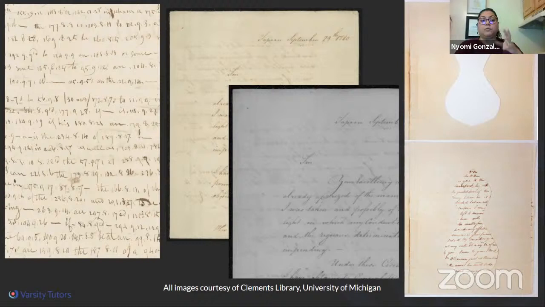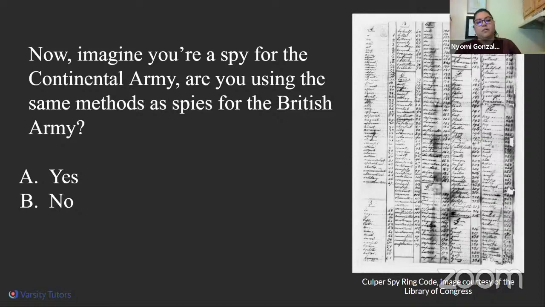But what about the Continental Army? So now we're gonna pretend, we're gonna imagine that we're a spy for the Continental Army. So you're spying for Washington and for his troops. Do you think you're gonna be using the same methods that spies for the British Army would be using? So think about that, we're in a war. We're in a war with a very powerful army. Being a spy is very dangerous. We already saw what happened with Major John Andre when he was caught with very bad evidence. No way he could talk his way out of that. Would we be using the same methods that the British were using?